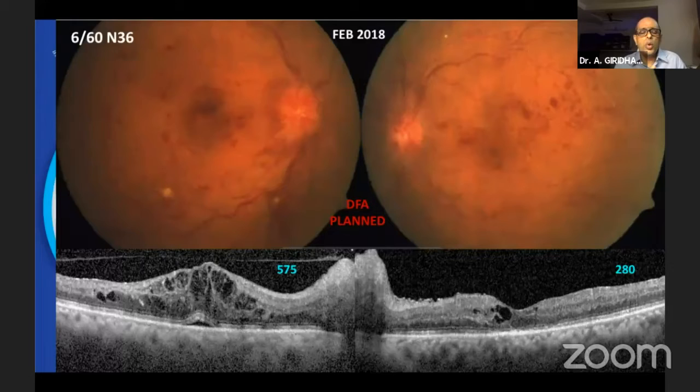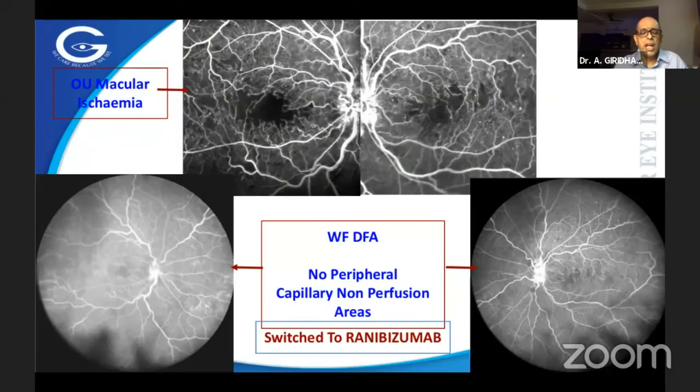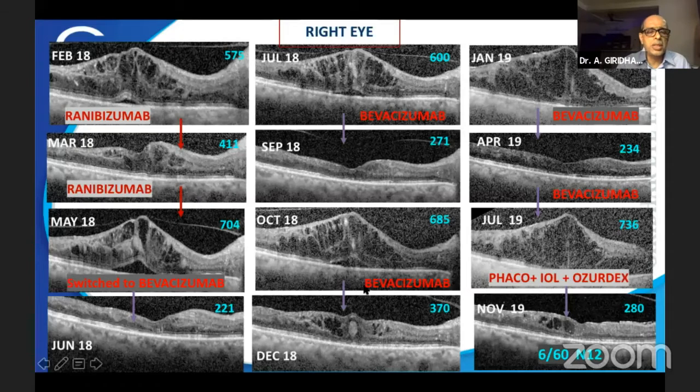But in spite of 2 or 3 injections of dexamethasone implant, she continued to have recurrence at shorter intervals, about 2.5 to 3 months. At this moment of time, I switched her. I did a fundus fluorescein angiography. There was no evidence of any peripheral ischemia on the wide-angle fluorescein angiogram. I shifted her to ranibizumab, but she was a poor responder. Subsequently, she was on bevacizumab, which gave about 6 to 8 weeks of quiescence, and she continued to have bevacizumab in both the eyes.